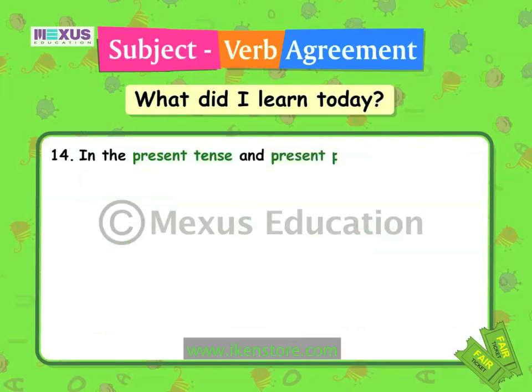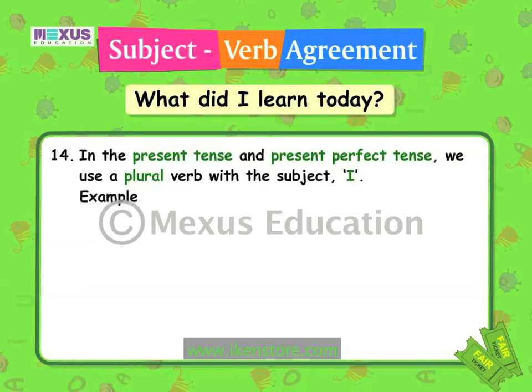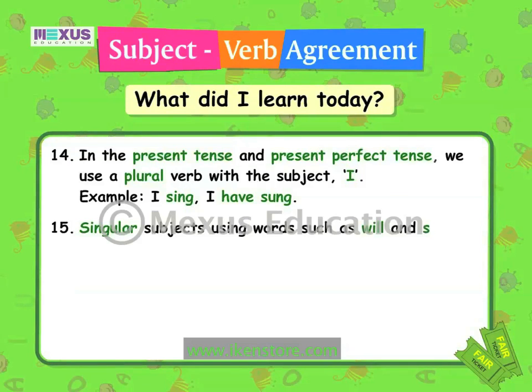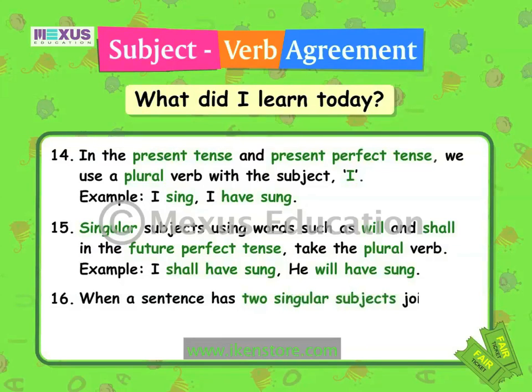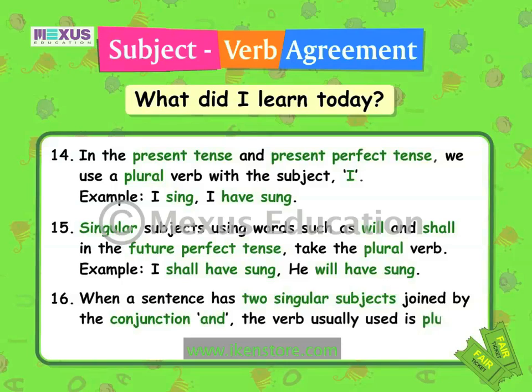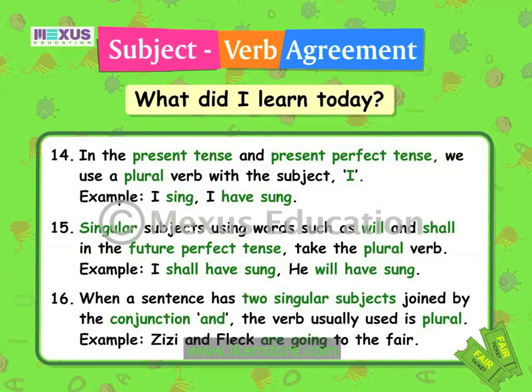In the present tense and present perfect tense, we use a plural verb with the subject I. Example, I sing, I have sung. Singular subjects using words such as will and shall in the future perfect tense take the plural verb. Example, I shall have sung, he will have sung. When a sentence has two singular subjects joined by the conjunction and, the verb usually used is plural. Example, Zizi and Fleck are going to the fair.